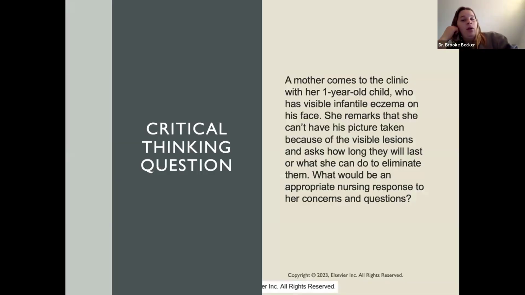Okay. Another critical thinking question. A mother comes to the clinic with her 1-year-old child who has visible infantile eczema on his face. She remarks that she can't have his pictures taken because of the visible lesions and asks how long they will last or what she can do to eliminate them. What would be an appropriate nursing response to her concerns and questions?